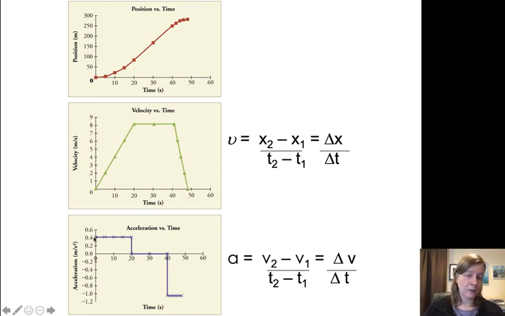Our acceleration rate was 0.4, and our deceleration rate had a magnitude of 1. And it's negative, so it's -1. But the absolute value of it is greater here. This is a steeper slope. We had a faster change in speed here. Okay.